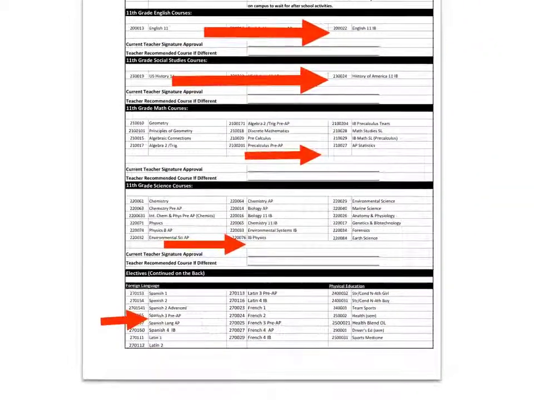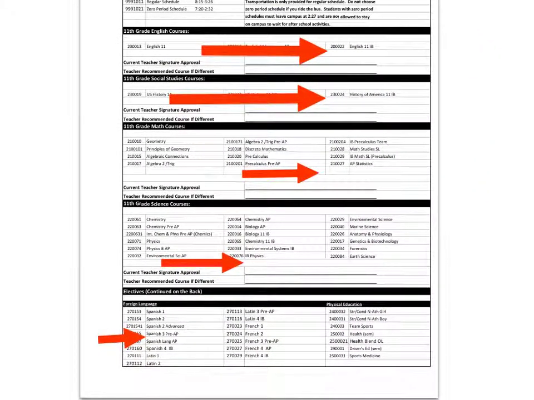This will wrap up our discussion of the front of this page where your core classes, your required academic classes are included. In the next presentation, I'll talk about some of the elective options on the back of this form.